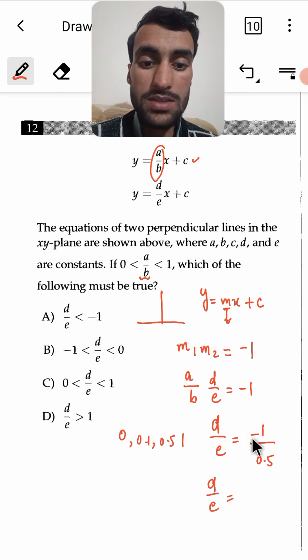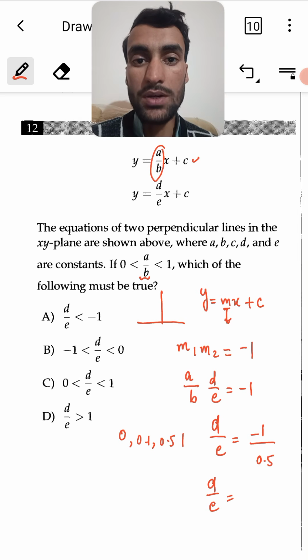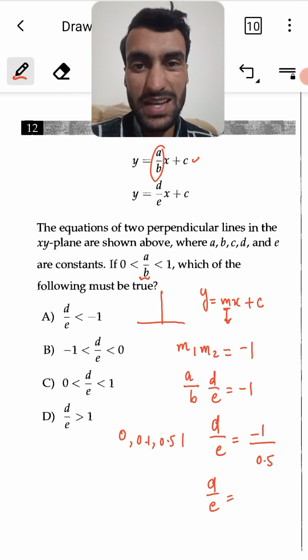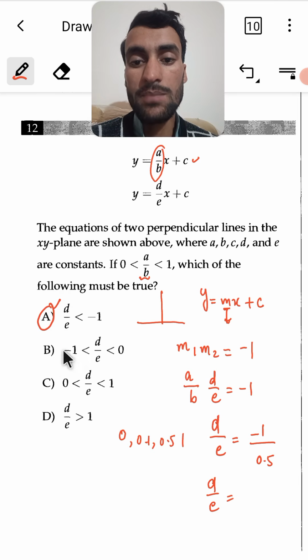Why? Because we have -1 in the numerator, while we have a denominator which is smaller in value as compared to 1. So it's going to yield something that is less than -1. And of course, option A is going to be the right option.